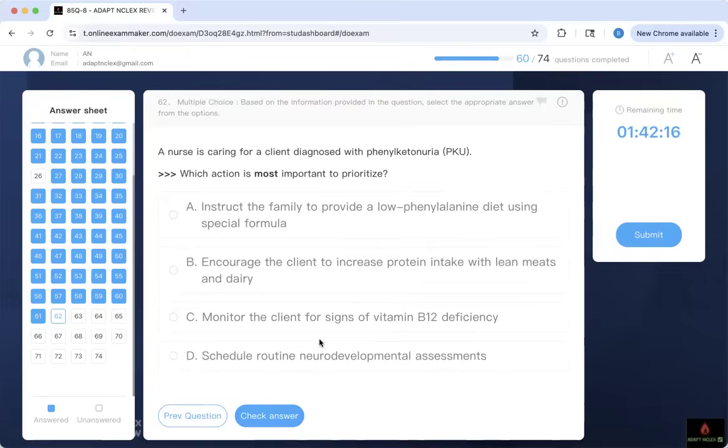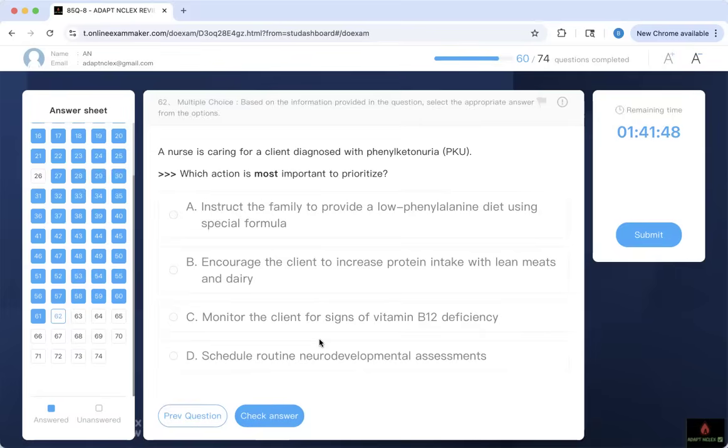Which action is most important to prioritize? And this is caring for a client diagnosed with what? PKU. Whenever they say prioritize, figure out what is the most important with PKU. Is it instruct the family to provide a low phenylalanine diet using special formula? Encourage the client to increase protein intake with lean meat and dairy? Monitor the client for signs of B12 deficiency? Schedule routine neural development assessment.